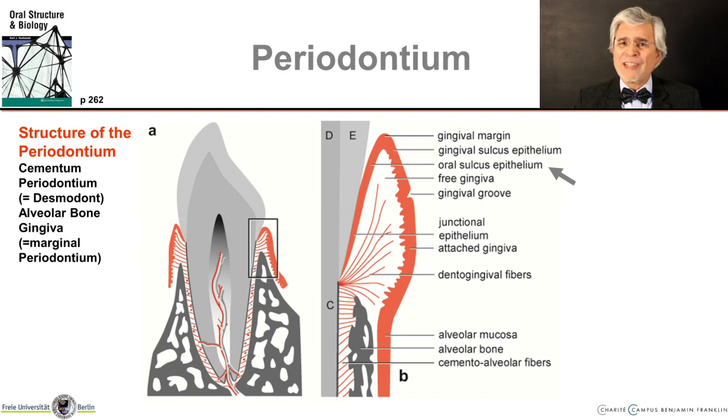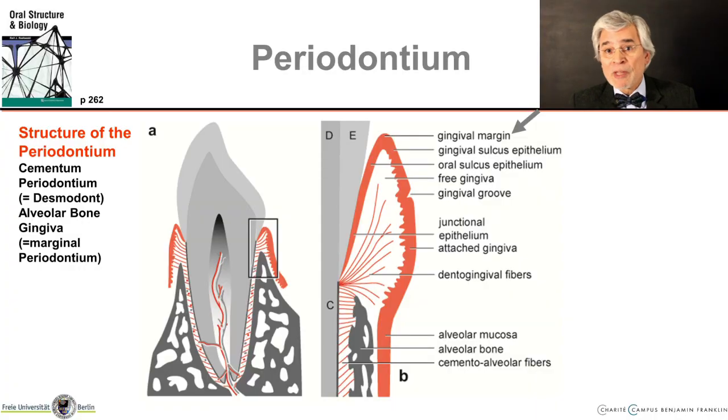This area faces the enamel and has not so much to do with the mouth. But for these names, it's not my fault. In contrast, the highest point of the gingiva, which is the transition from the gingival sulcus epithelium to the so-called oral sulcus epithelium, is called the gingival margin. And yes, that's easier to remember, isn't it?